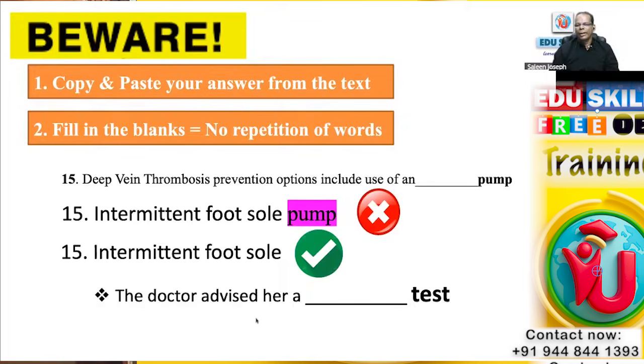The doctor advised her a dash test, not a blood test. Blood test is wrong. The answer is blood test, but your answer must be just blood because test is given after the gap. Otherwise, when they read, it will read like the doctor advised her a blood test blood test. Doubling, we call it. Doubling is a mistake. Normally, we don't remember. That's why I said proofreading is important. Check these things. When you have such things, you just check what is there after the blank. Make sure, if it is blood test, that test is not there in the question booklet.